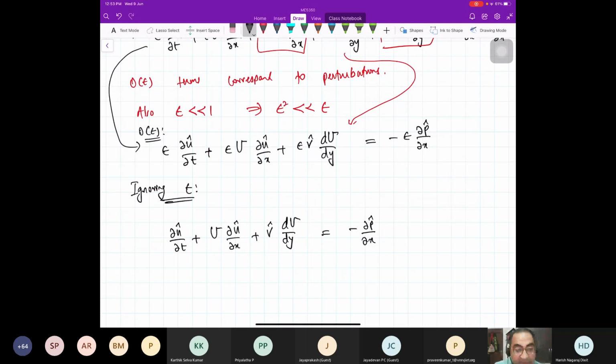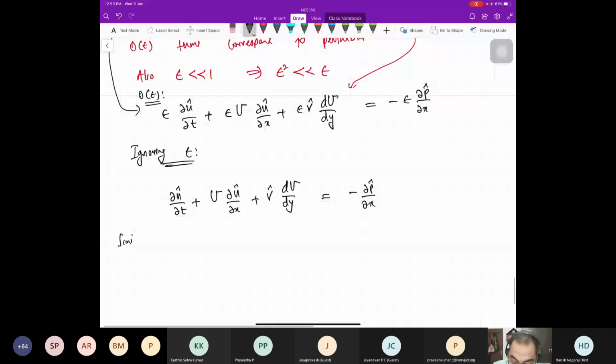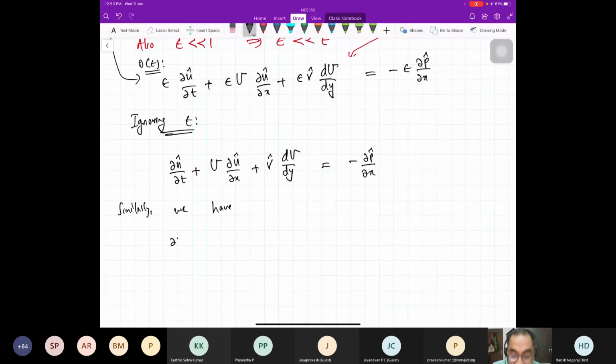Okay. Similarly, I can write down a v equation. What's the equation for v? You get del v hat by del t plus capital U del v hat by del x is equal to minus del p hat by del y. That's the equation for v.